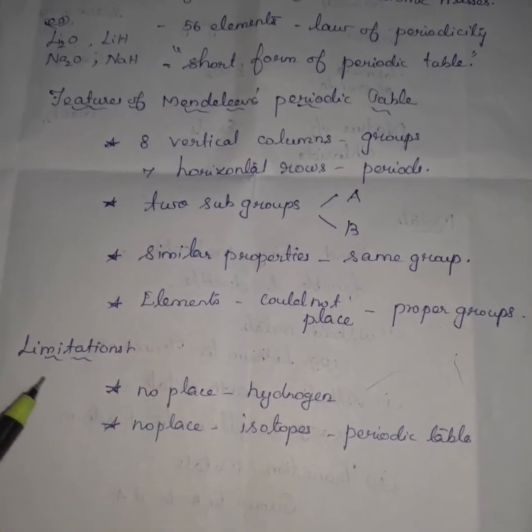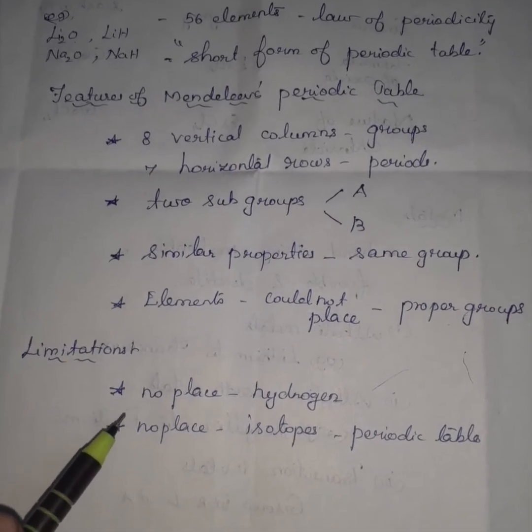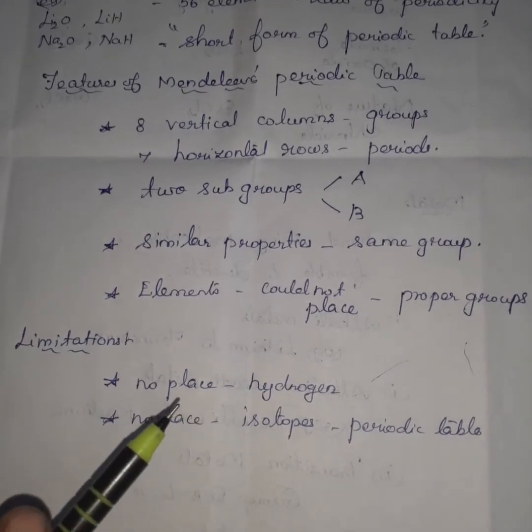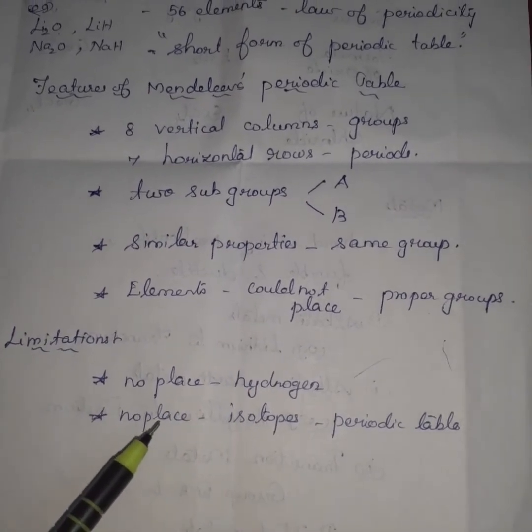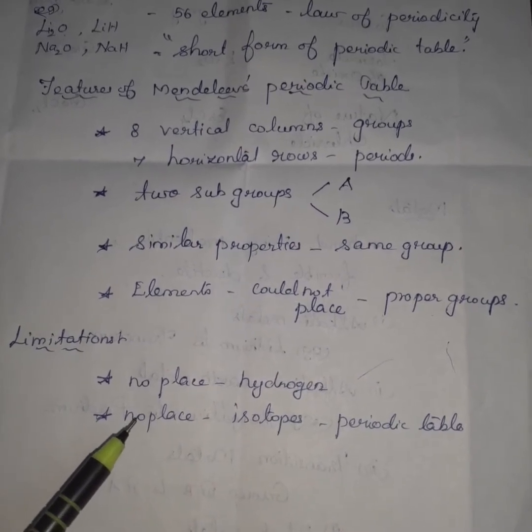And there are some limitations here. There is no place for hydrogen, no place for rare gases, and most of the places are vacant. Most of the elements were not discovered at that time.